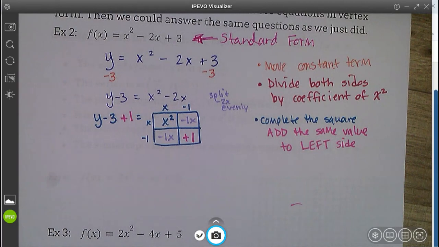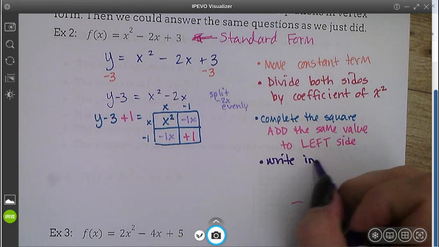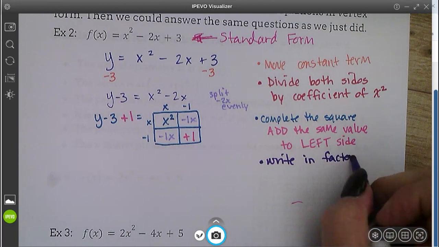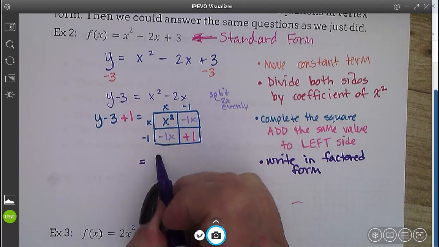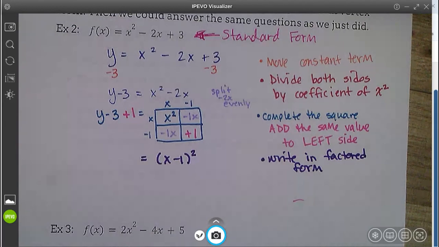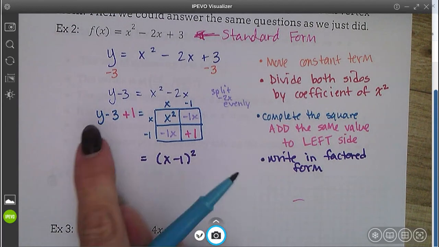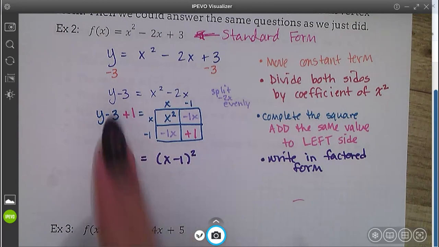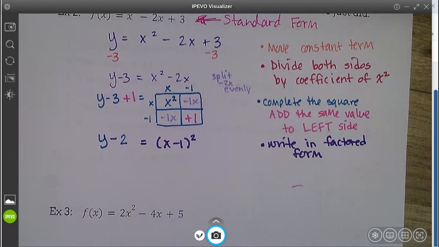So after we've done that, then we're going to write it in factored form. So the right side will be x minus 1 squared. And the left side, in this case, I can go ahead and combine negative 3 and 1. You can't always do that, as we'll see in our next example. So that will be y minus 2.